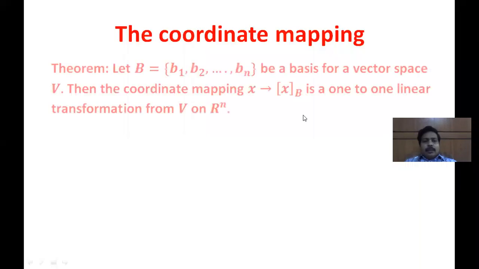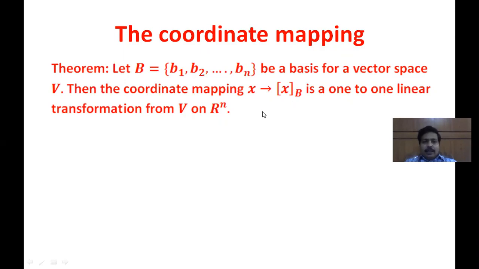The coordinate mapping theorem: let B equal the set b1, b2, and so on bn, be a basis for a vector space V. Then the coordinate mapping from x to xB is a one-to-one linear transformation from V onto Rn. This is the statement of the theorem. Now we are going to prove that the coordinate mapping x to xB is one-to-one, onto, and a linear transformation. These are all to be proved.